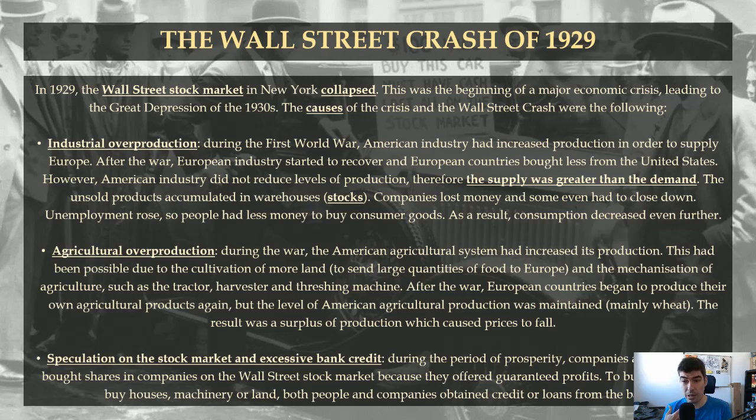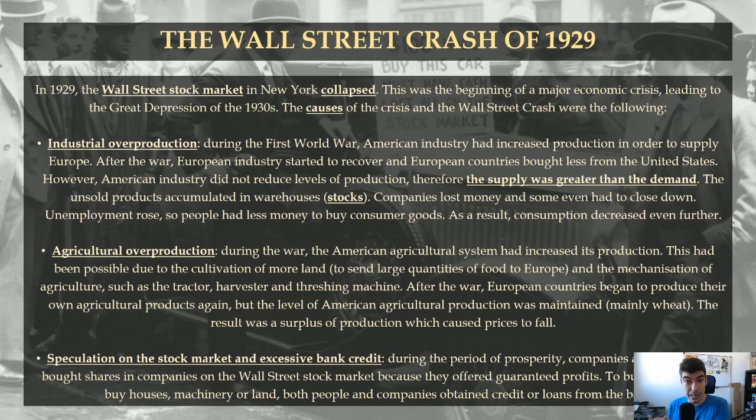The industrial overproduction. Why? Because the American industry during World War I, since their territory was not affected by the war, could increase the production to supply their own industry and the needs of their allies, mainly England and France. But after the war, the European industry started to work again, so they didn't need to import all of the goods that they imported during the war years. But the American industry did not reduce their levels of production, so they started to accumulate stocks.